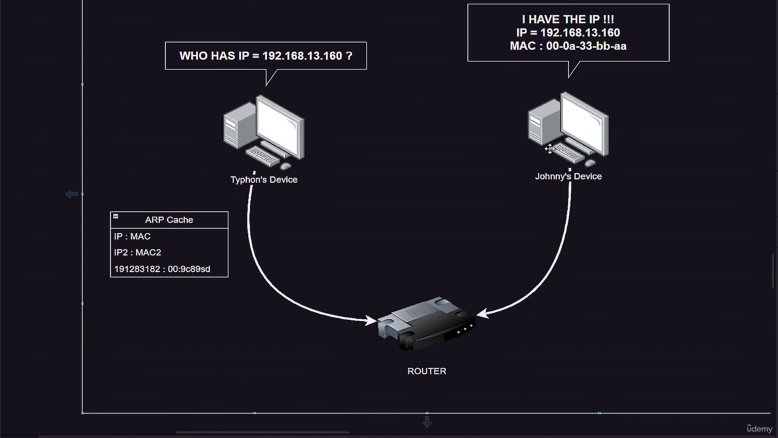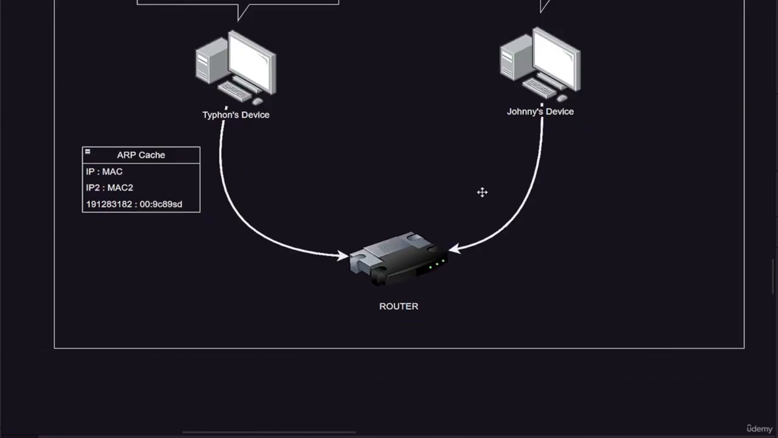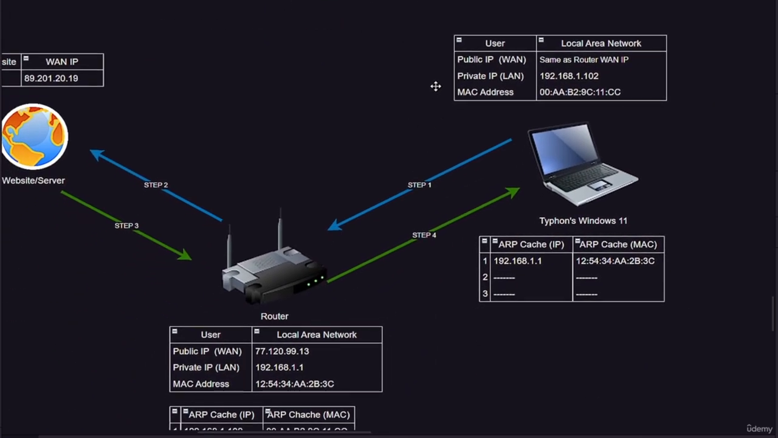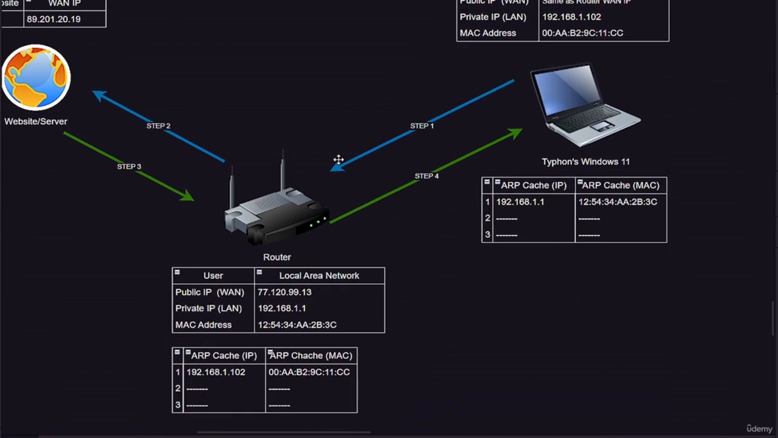So we already briefly learned about ARP tables. By using an ARP table, a device can maintain a list of all the devices on the network by mapping their IP and MAC addresses. So this is what a regular ARP table would look like here.